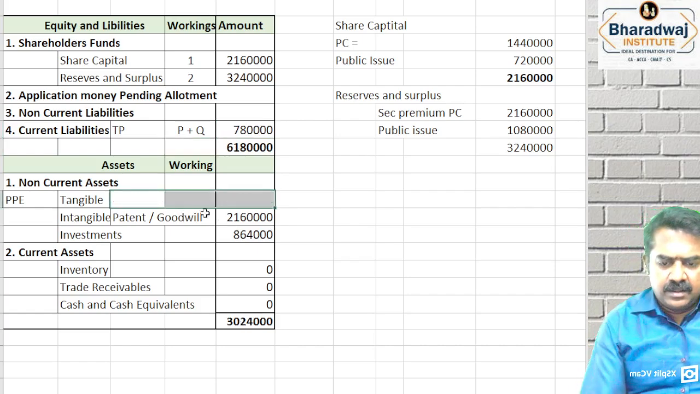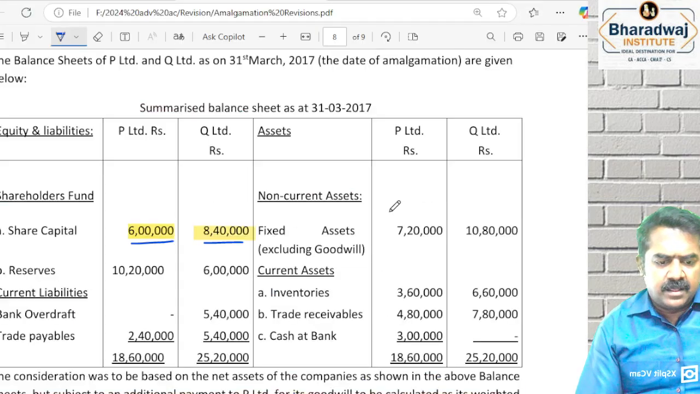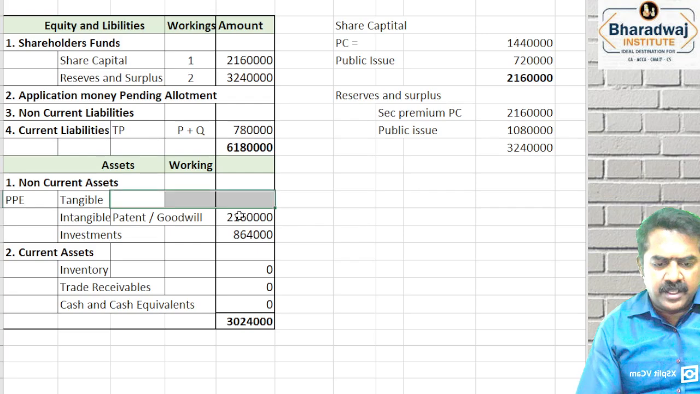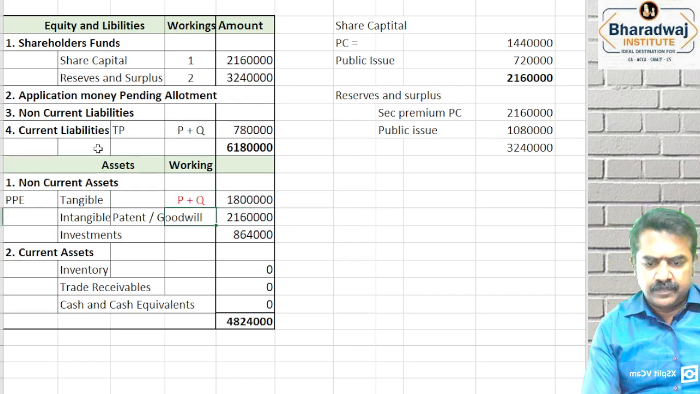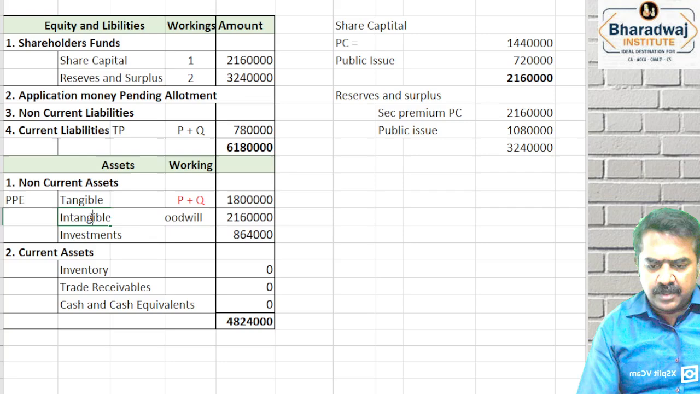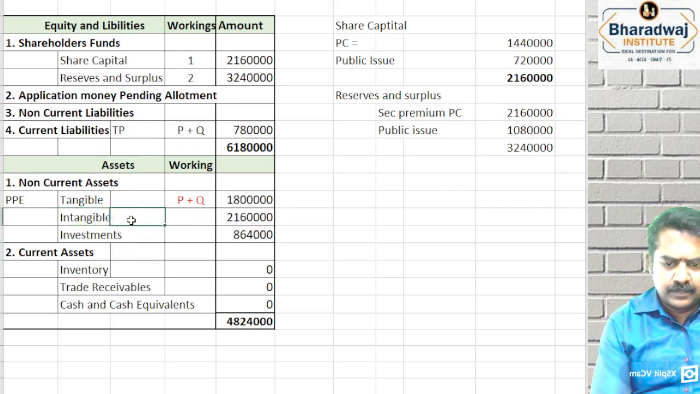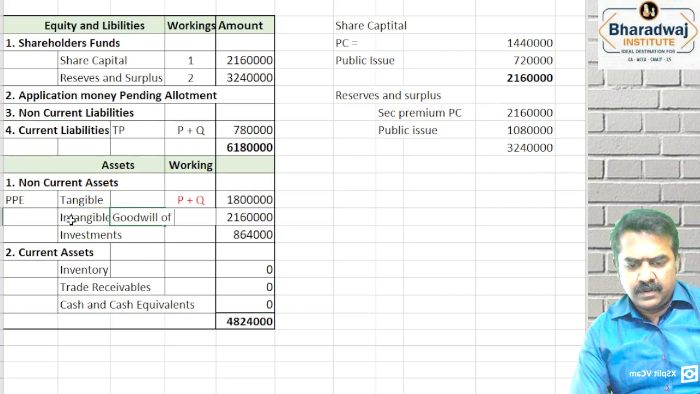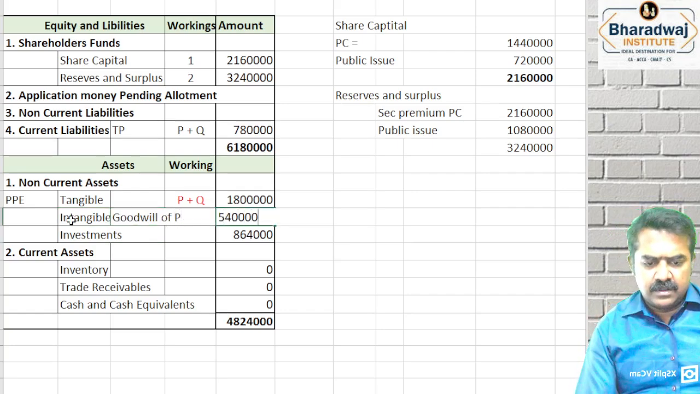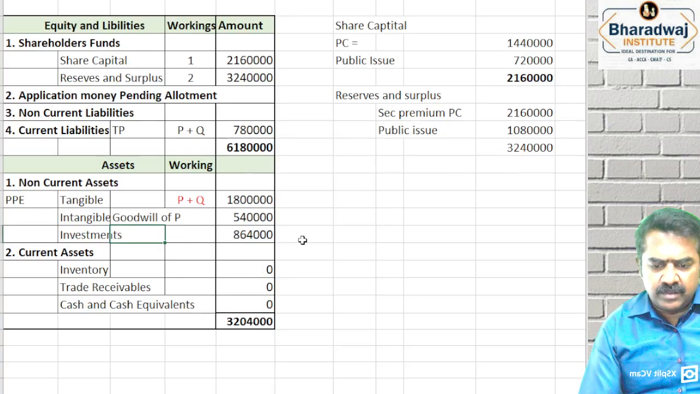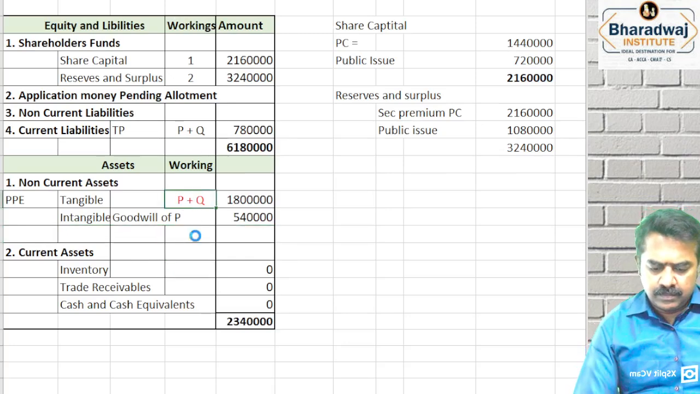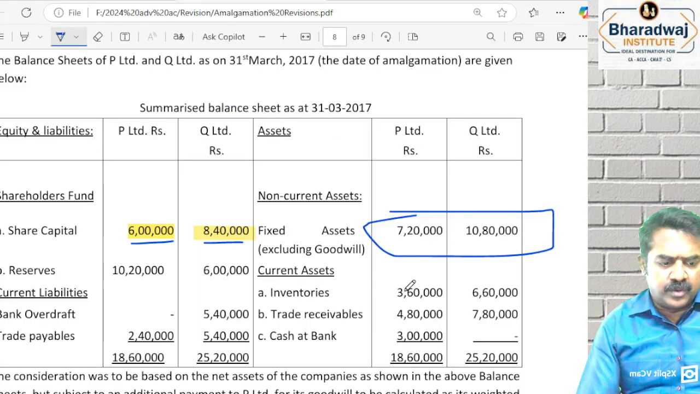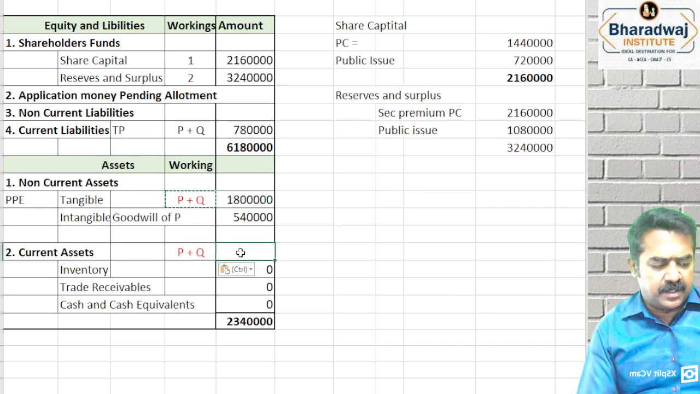Then tangible assets. This fixed assets. 7 lakh 20 plus 10 lakh 80. 18 lakh. Intangible assets. Nothing but goodwill. 5 lakh 40,000. No investments, right? No investments. Inventory of both. We took over at book value only. 3 lakh 60 plus 6 lakh 60. How much will come? 10 lakh 20,000 will come.